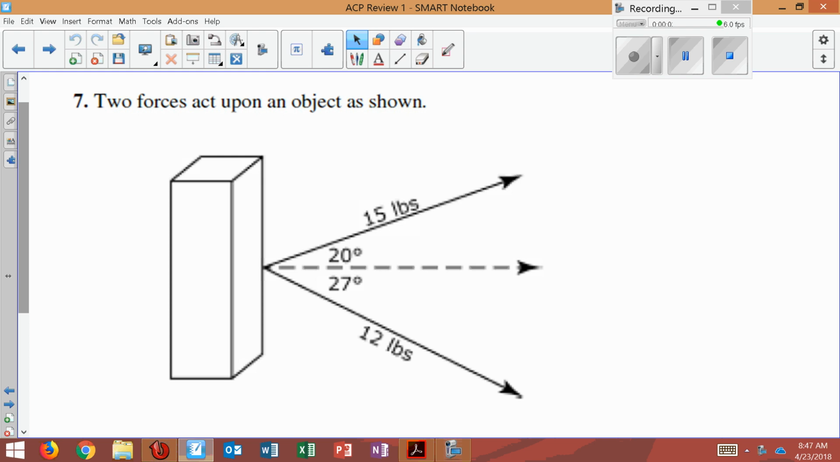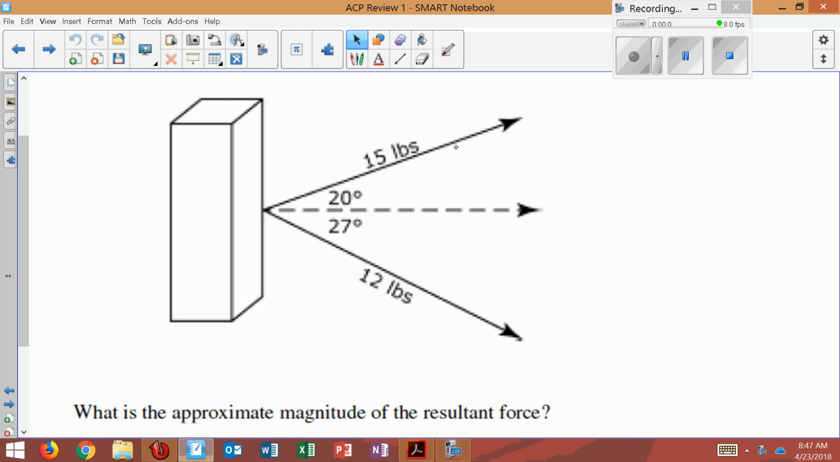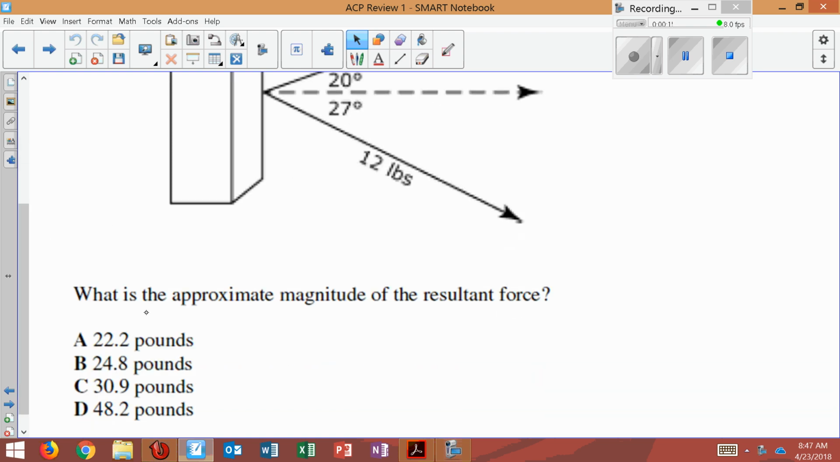Two forces act upon an object as shown. We have this rectangle here and these two vectors applying to it. This is just a horizontal line, so that doesn't have any effect on the vector. It's these two vectors here. Question: what is the approximate magnitude of the resultant force?